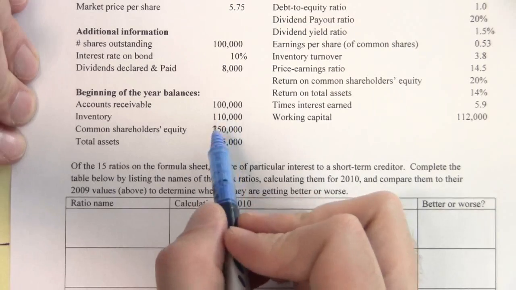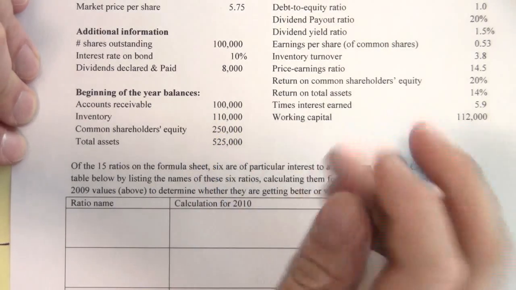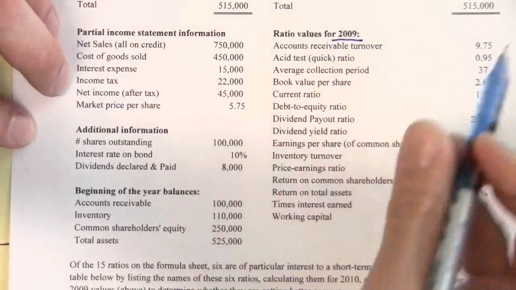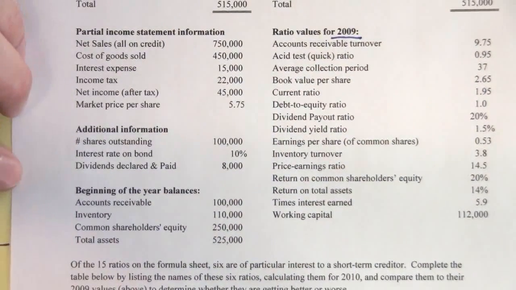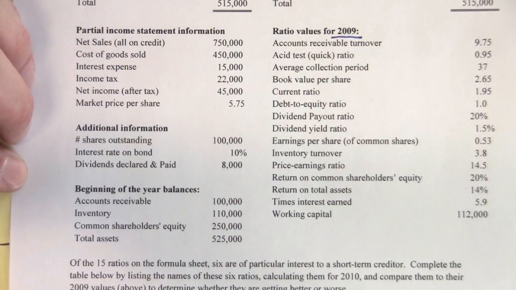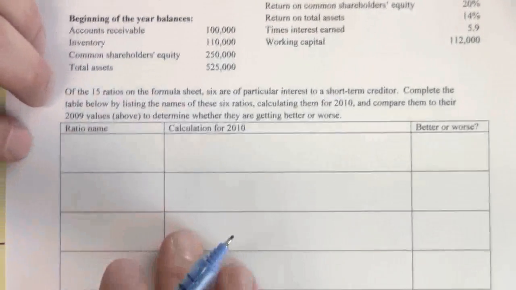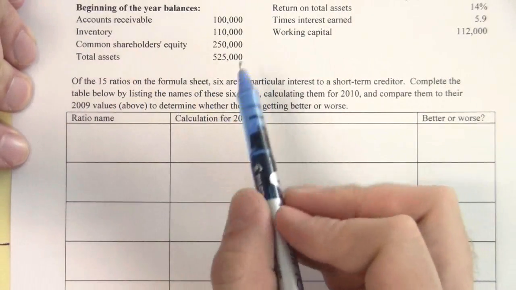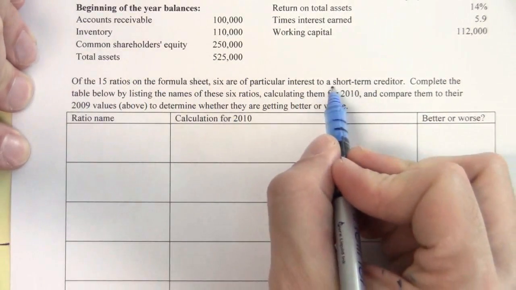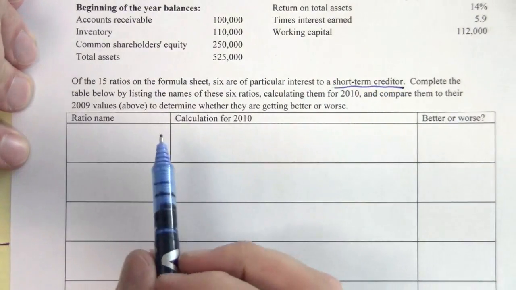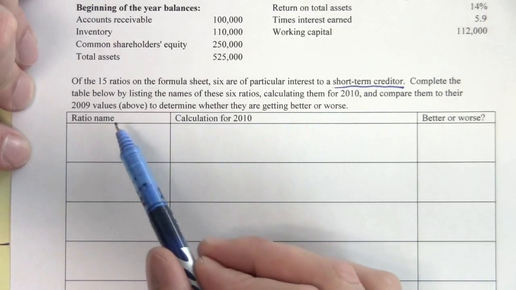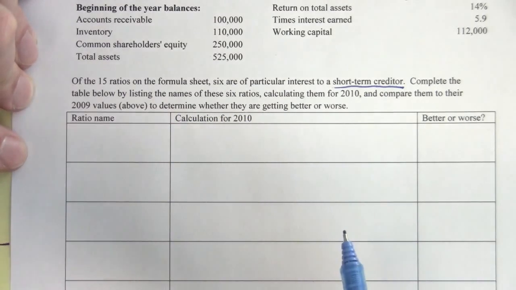Balances from last year, or beginning of this year, I guess. So opening accounts receivable, inventory, common shareholders, and so on. And then over here, we have ratio amounts for 2009. So last year's ratio amounts, which we will then be able to compare against the ratios that we're going to calculate to get an idea of a trend. Okay, so the requirement here. Of the 15 ratios on the formula sheet, 6 are of particular interest to a short-term creditor. Complete the table below by listing the names of the 6 ratios, calculating them for 2010, and comparing them to their 2009 values to determine whether they're getting better or worse.